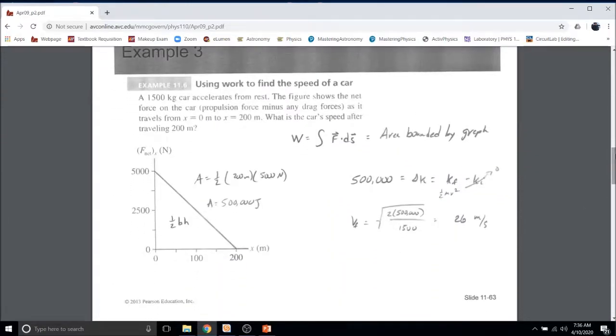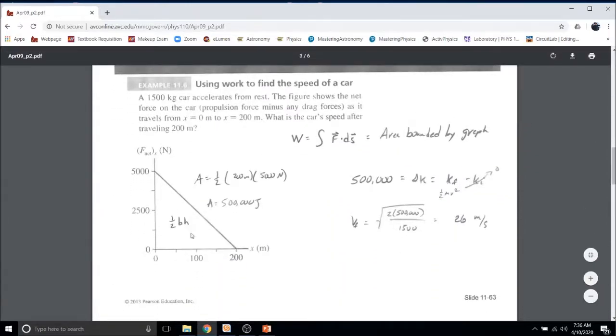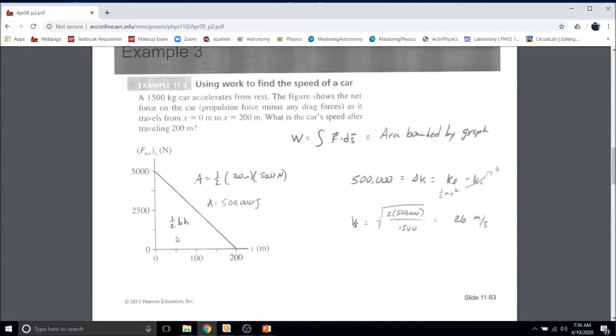Okay, so first thing first is, what is this area here, right? So it's a triangle, so it's 1/2 base times height, and the base is 200, and the height is 5,000 newtons. So that's a newton meter, that's a joule. We have 500,000 joules that has been added to the car's energy in the form of kinetic energy.